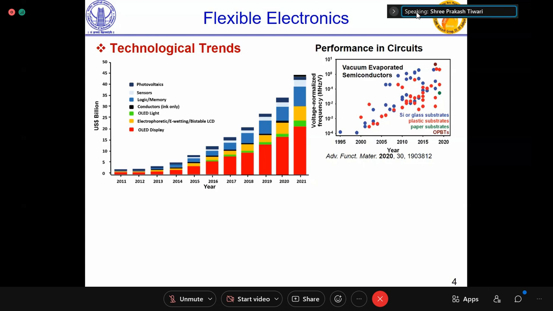And here, you see these blue dots are on rigid substrates, which are silicon or glass substrates. The red ones are done on plastic substrates. And green, in recent years, you see they are on paper substrate. Paper substrate means you want something which has a capability. If something is made on paper, paper will eventually be degradable. So obviously, this goes towards biodegradable electronics.